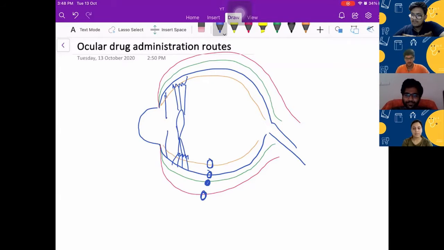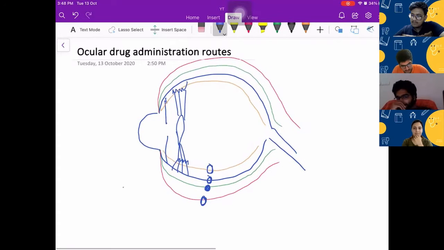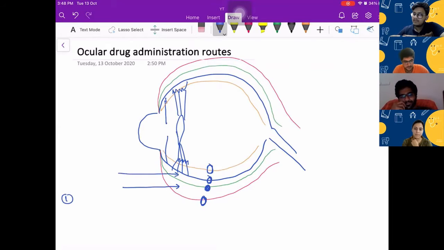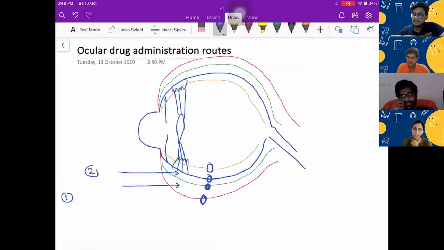Okay. So when we inject a drug just beneath the conjunctiva, it's called the subconjunctival route of drug administration. And when we administer a drug just beneath the Tenon's capsule, it is called subtenon injection, as we can go with the name, but the more appropriate name is the parabulbar route.